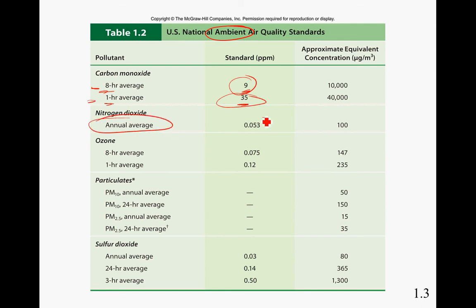So for in 1 year, that is the average concentration you'll need. Also notice that these are in parts per million. That means that it's out of 1 million. So for every 1 million particles, only 9 of them can be carbon monoxide.